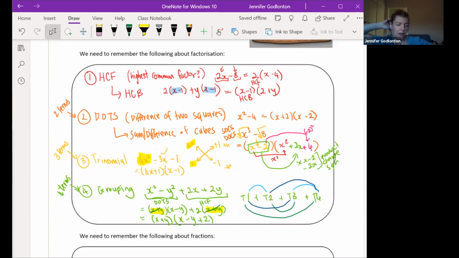That's a big summary of the whole of the factorization section that you've been doing. We're going to talk about one more thing very quickly. We're going to zoom through it, and then we're going to start jumping into some questions.